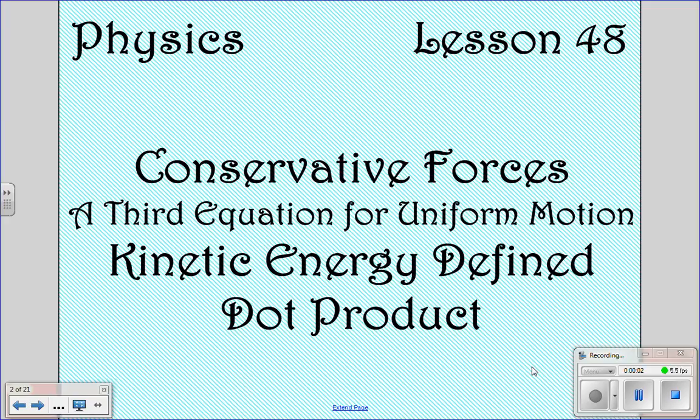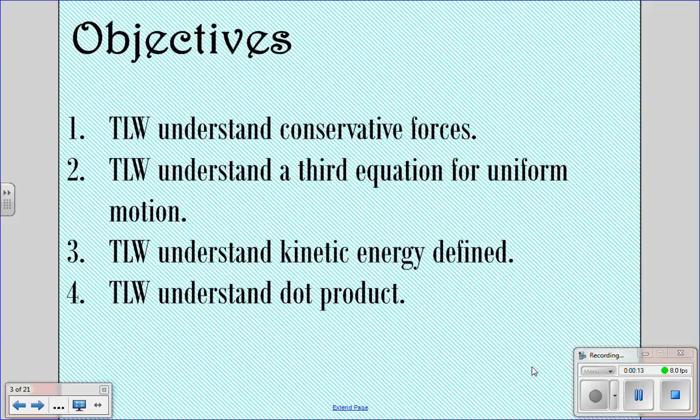Alright, so today we're looking at lesson 48. We're looking at forces, a third equation for uniform motion, kinetic energy, and then the dot product. So first, we're going to look at conservative forces, so hopefully you'll understand how those work. And then we're going to look at a third equation for uniform motion, so hopefully you'll understand how that equation works. And then we're going to look more at kinetic energy. And then we're going to look at some more dot product stuff.